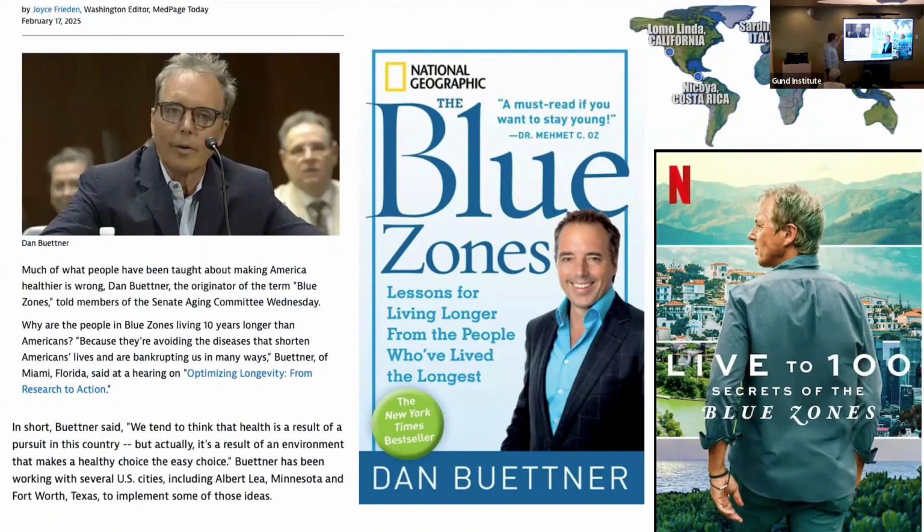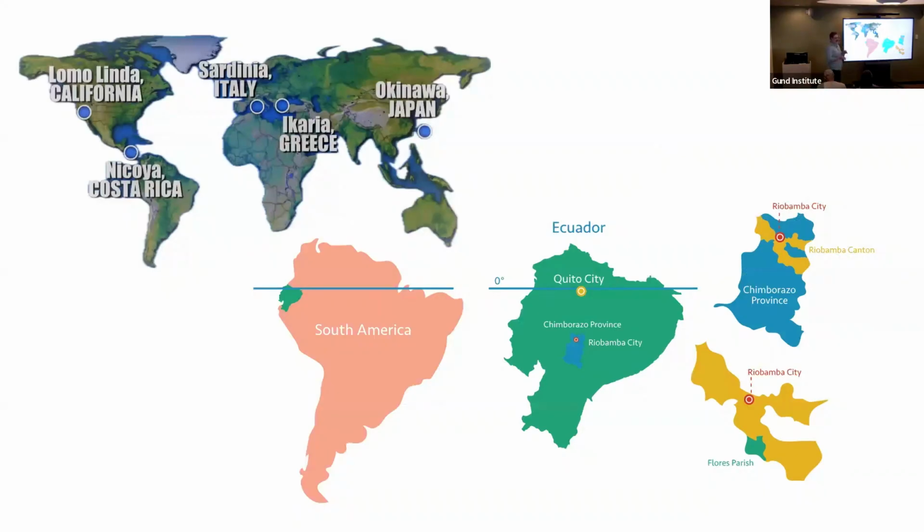And this is very recent, where Dan Buettner is saying that health requires an environment in order to be shaped, in order to take place. Now, I want to add to your mental maps, besides these iconic blue zones, something that is not even near the ocean, but it is a community-like blue zone.